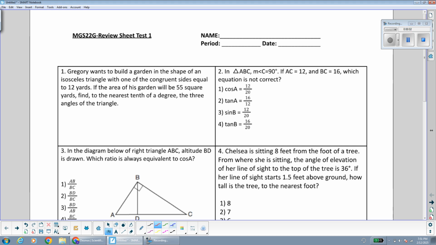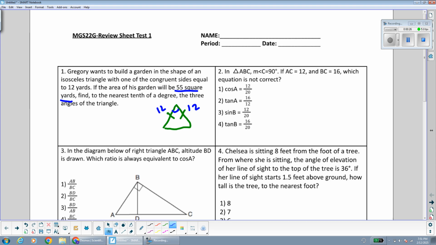First question, we are told that the garden is in the shape of an isosceles triangle. And we're told that each of the congruent sides is 12. And we're given the area of the garden. And we need to find each of the three angles. So let's start off by finding the angle in between the two congruent sides.